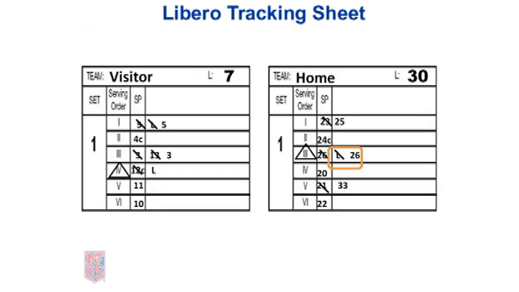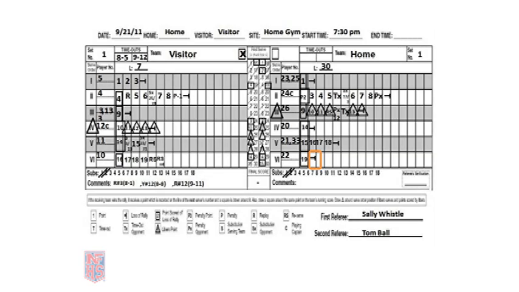The Libero is rotating to the front row. Home number 26 returns to the set for the Libero. L is slashed and 26 is written in by the Libero tracker. Home number 22 serves and results in a loss of rally. Place the /T in the next service line box.